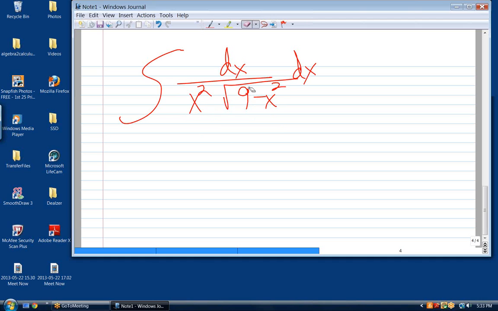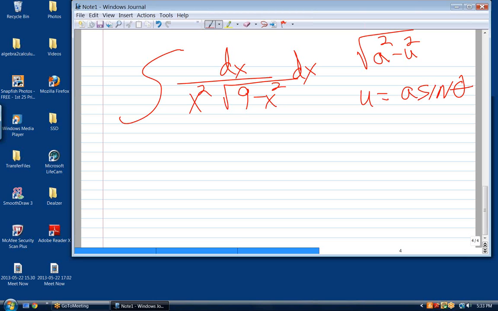However, if I recognize this as one of three formats that I'm looking for, the formats are these. If the integral is of the form a squared minus u squared, then I'm going to let u equal a sine of theta. That's just something you want to memorize.